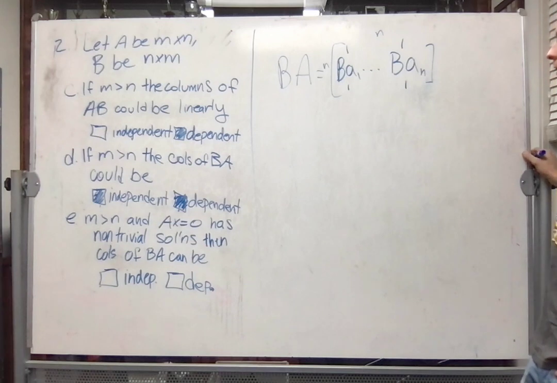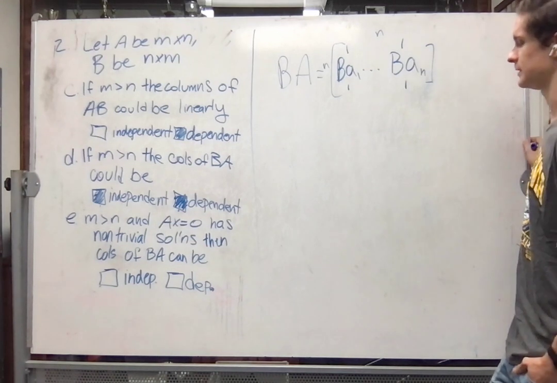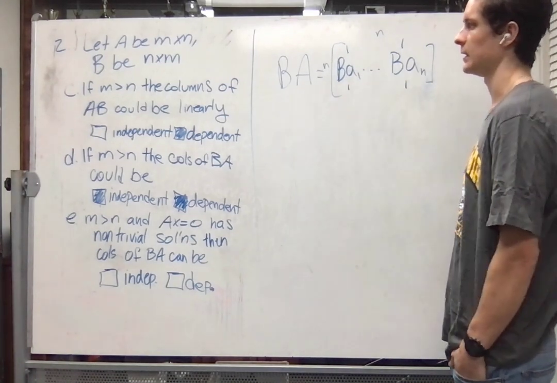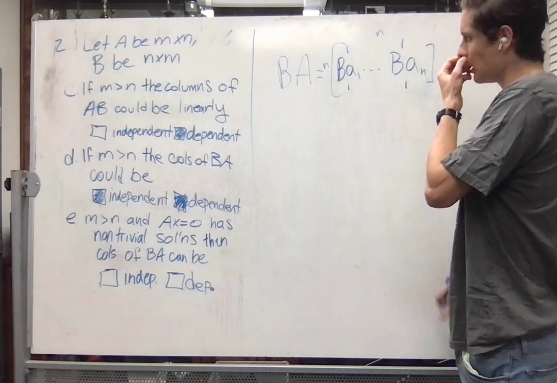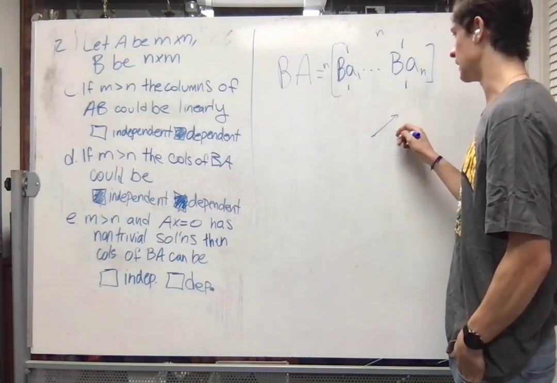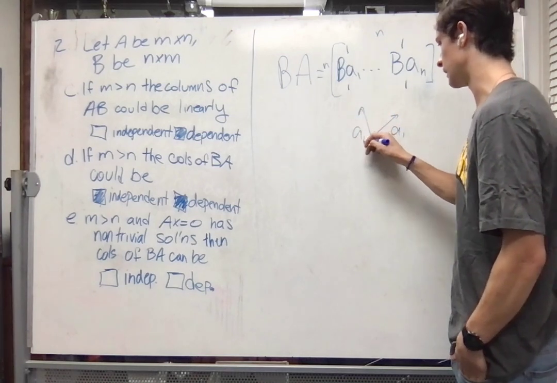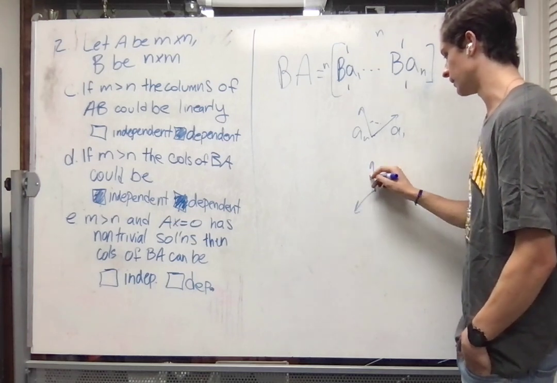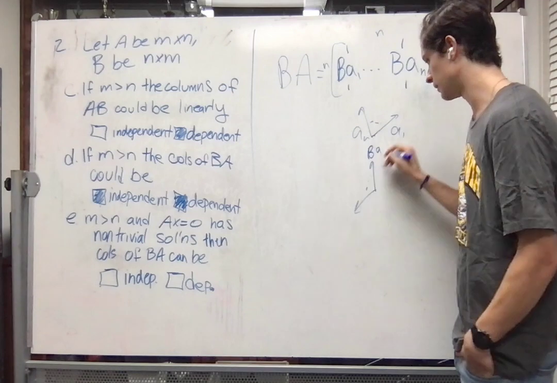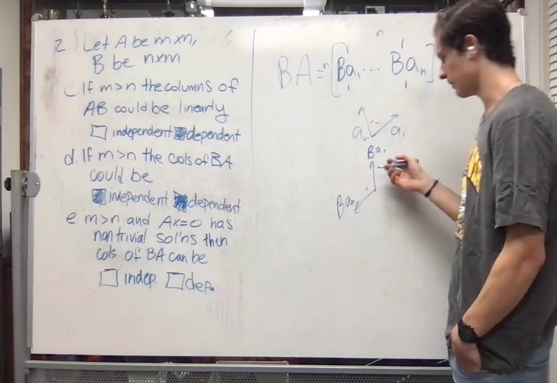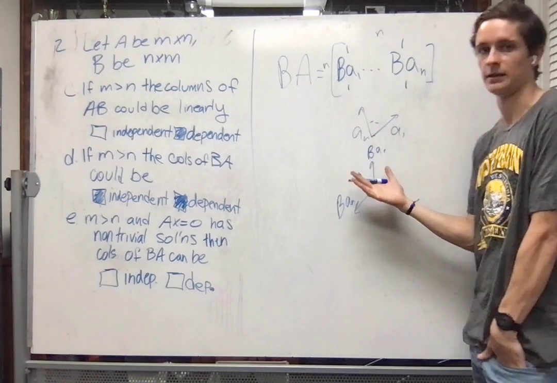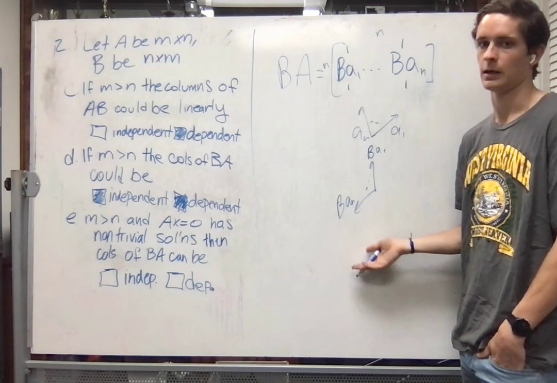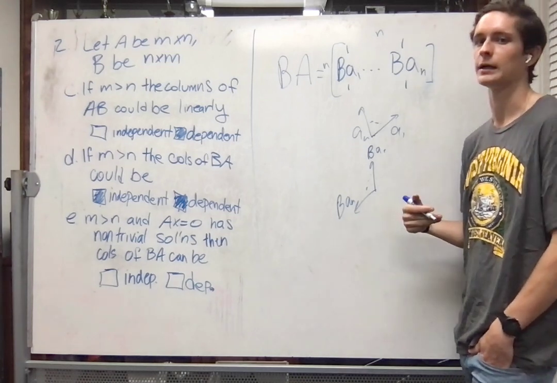But now let's think about it. Since A has to have dependent columns, for the same reason as in part C, if these columns A1 through AN are all dependent, after multiplying all of them by B, BA1 through BAN, maybe they're rotated or projected or something, but after this transformation, they're still going to be dependent. And we showed that in part C. If you weren't sure about that, you want to go back and see why that's the case.